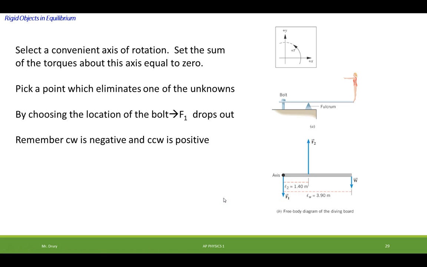And remember that clockwise is negative and counterclockwise is positive. So I obtain this equation. Sum of the torques has to equal 0. So I have F2 times L2. So here is F2 times this length. And that will be positive because it's going to make it go counterclockwise. And then the weight times this length. And that will make it go clockwise. So that's negative.